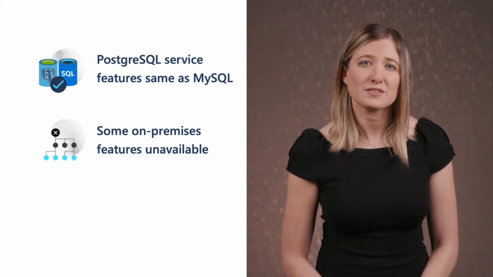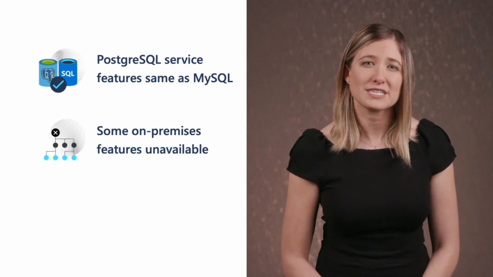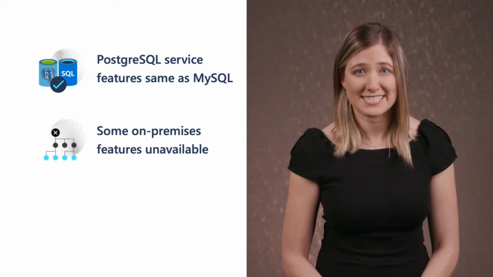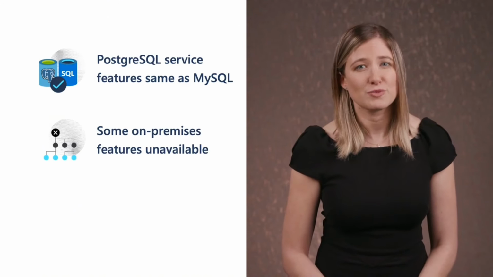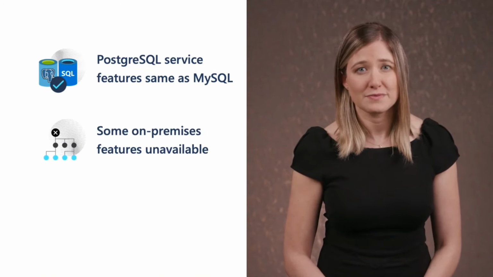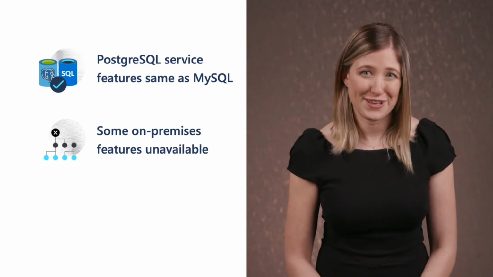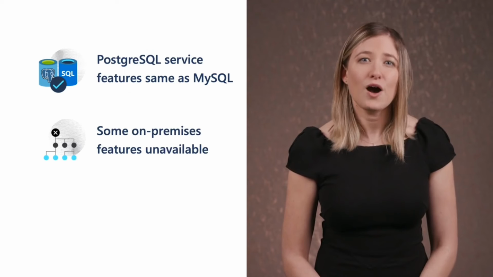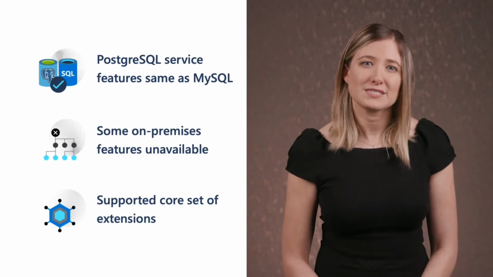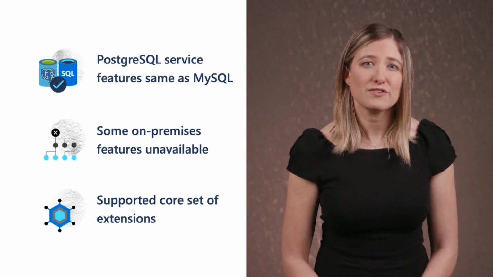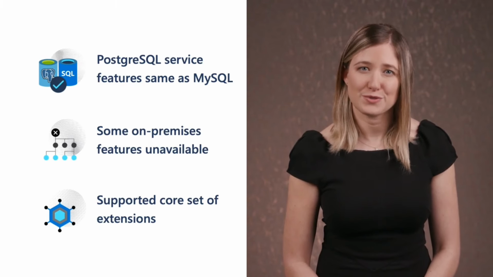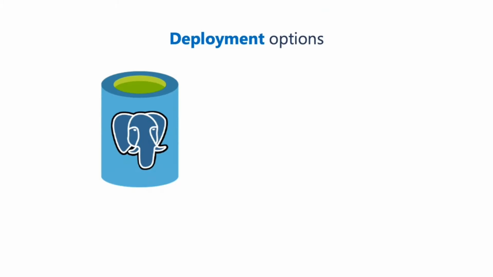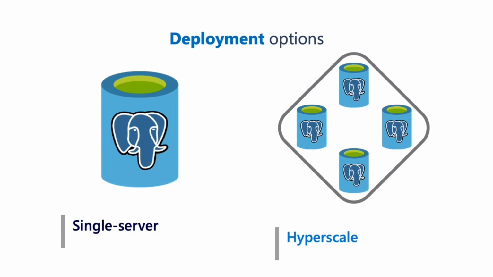These features are mainly concerned with the extensions that users can add to a database to perform specialized tasks, such as writing stored procedures in various programming languages other than PostgreSQL, which is available, and interacting directly with the operating system. A core set of the most frequently used extensions is supported, and the list of available extensions is under continuous review. Azure Database for PostgreSQL has two deployment options, single server and Hyperscale.